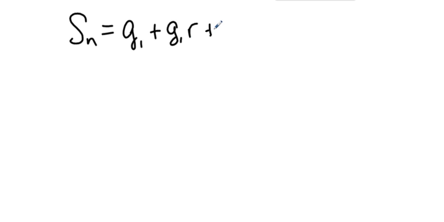But we can also add up a whole bunch of terms in a geometric series. So I've got n terms in a geometric series. There's a first one, and then that first one gets multiplied by r, and then that one gets multiplied by r again, and so on. The last one gets multiplied by r n minus 1 times.